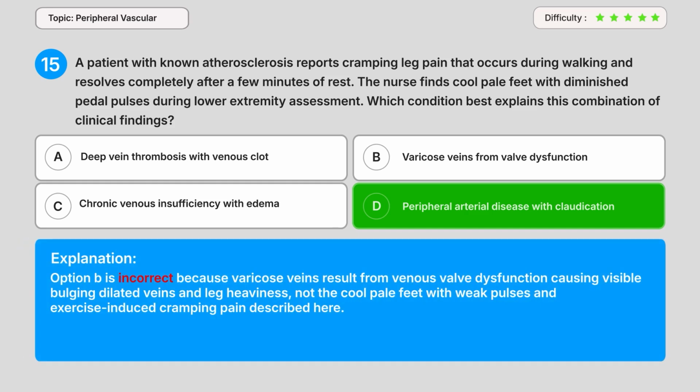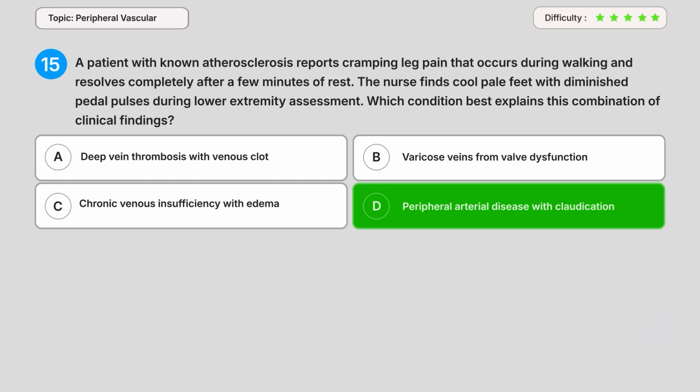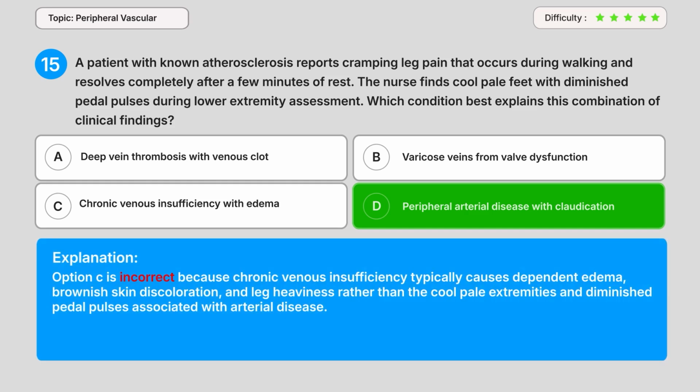Option B is incorrect because varicose veins result from venous valve dysfunction, causing visible bulging dilated veins and leg heaviness, not the cool pale feet with weak pulses and exercise-induced cramping pain described here. Option C is incorrect because chronic venous insufficiency typically causes dependent edema, brownish skin discoloration, and leg heaviness rather than the cool pale extremities and diminished pedal pulses associated with arterial disease.